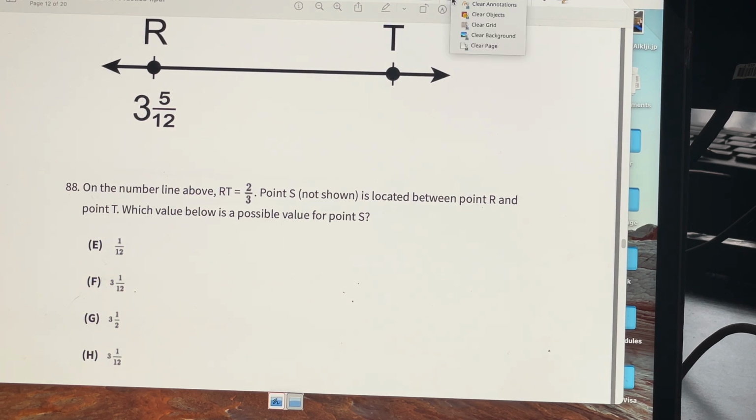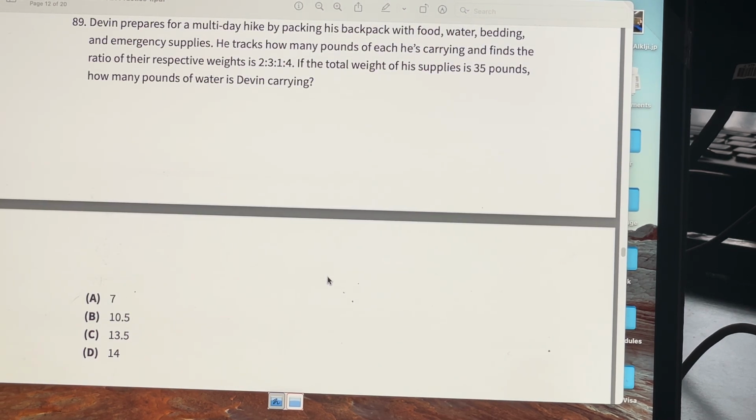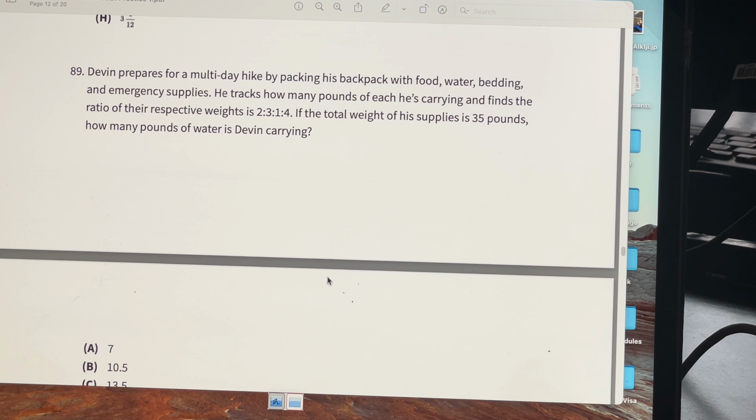Now I didn't realize Kaplan was this bad. I'll make sure that if I use Kaplan again, the next one doesn't have this many mistakes.